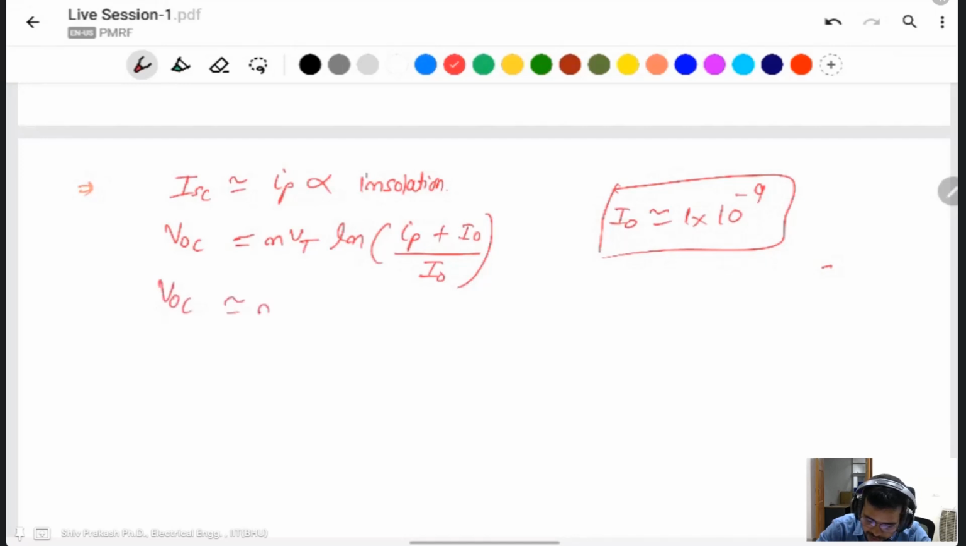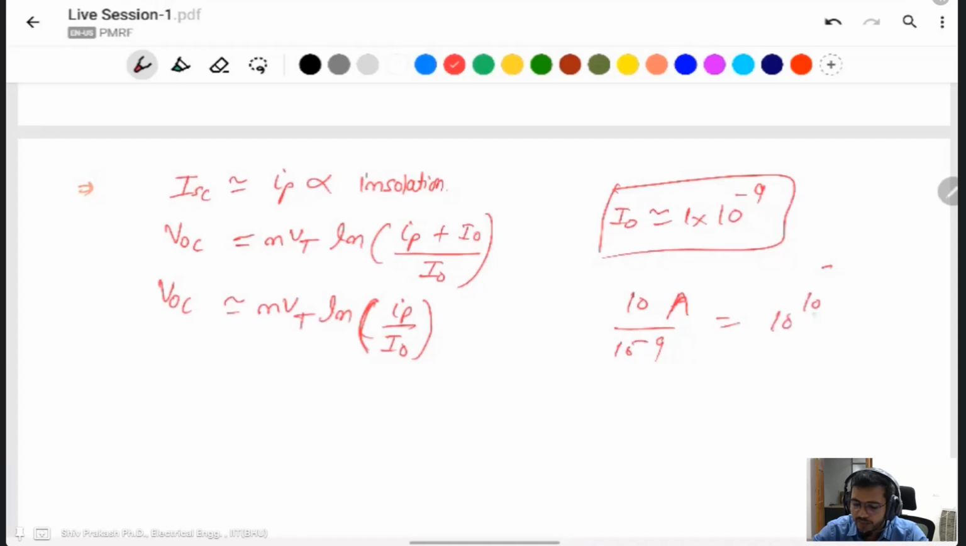So VOC is approximately NVT into ln of IP divided by I naught. This is very high. If you take IP as approximately 10 ampere, the insulation current of a panel, and divide by 10 to the power minus 9 ampere, it gives a very high value, 10 to the power 10. With respect to 10 to the power 10, 1 is very small. That's why you can neglect the I naught by I naught term here.